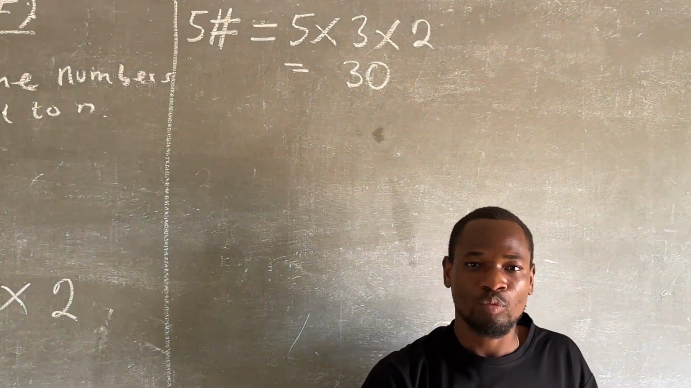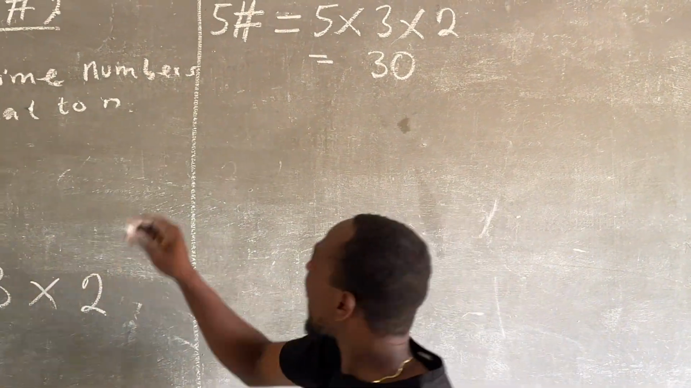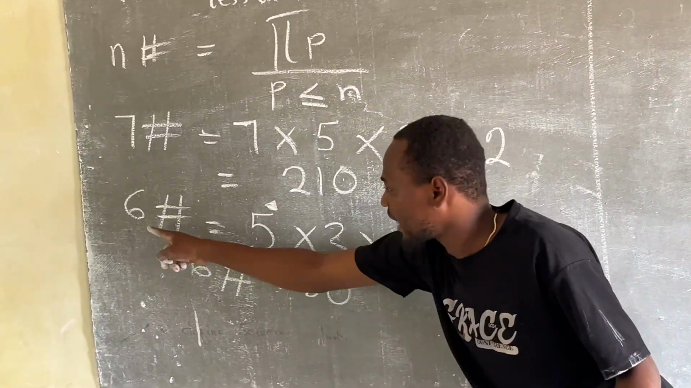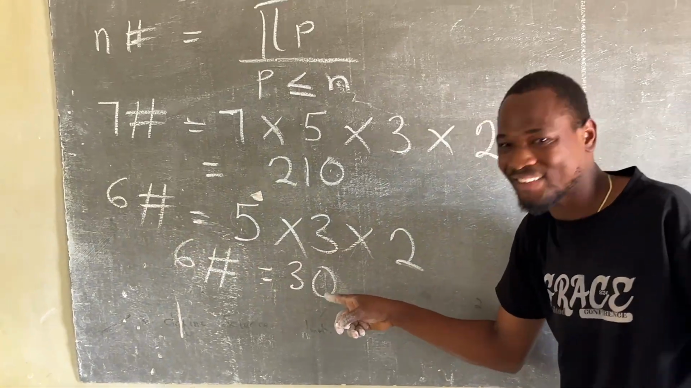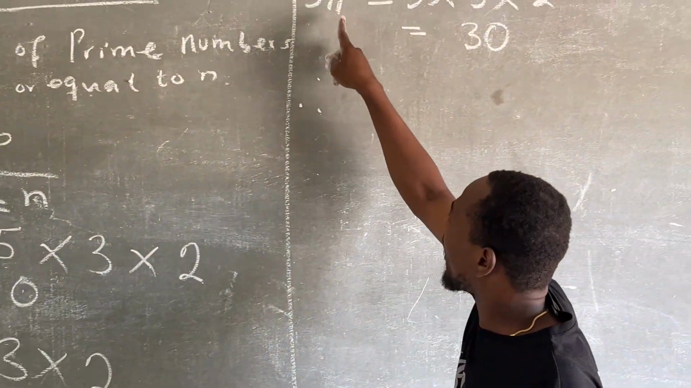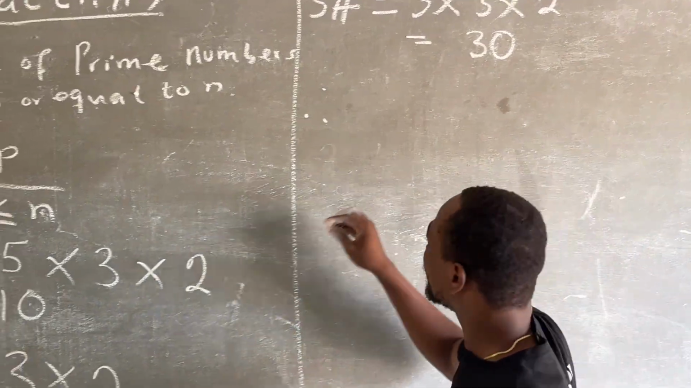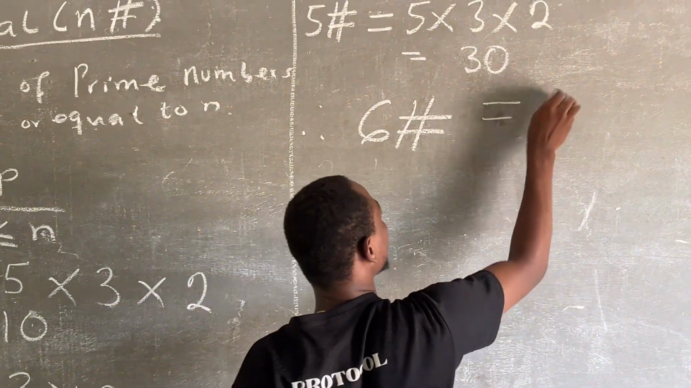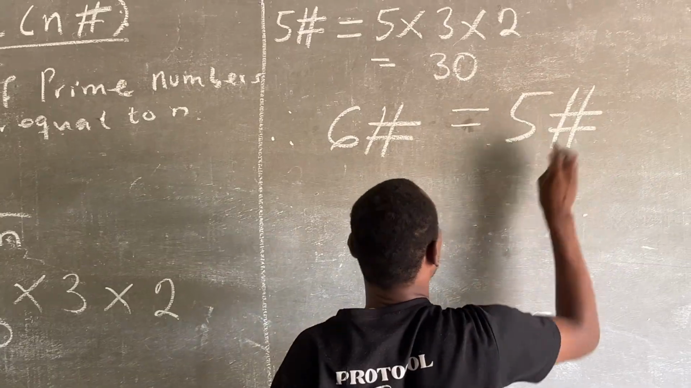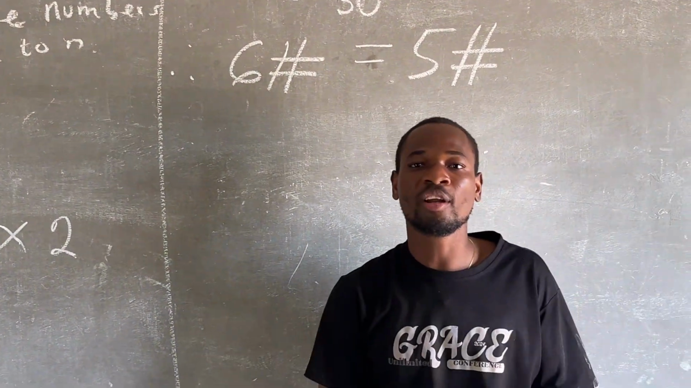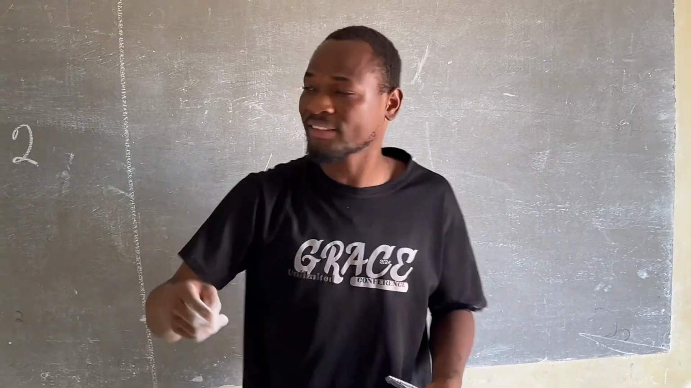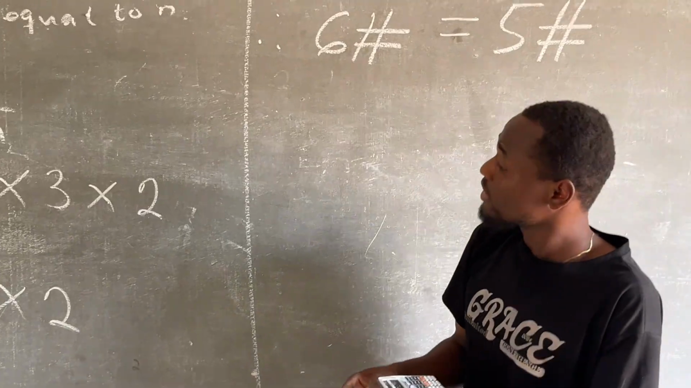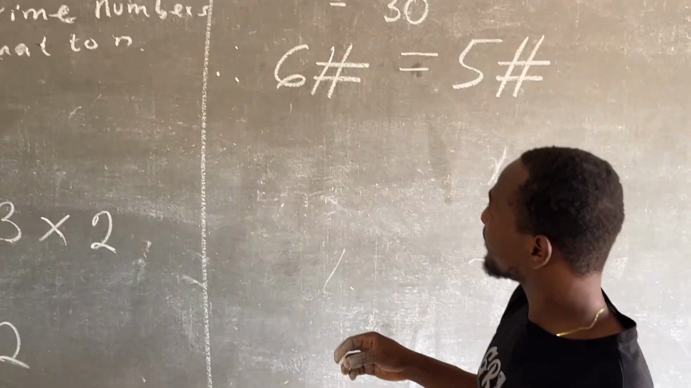So by observation or by deduction, I can therefore say that, class, look, we said 6 primorial gives 30, and 5 primorial also gives 30. So you can say that 6 primorial is equal to 5 primorial. As simple as that. So they can tell you to show or prove that 6 primorial equals 5 primorial. And the answer is very, very simple.